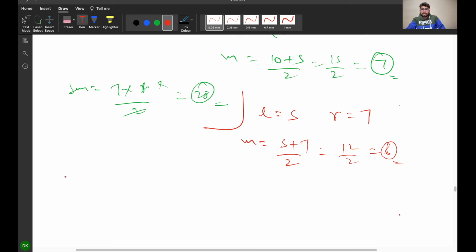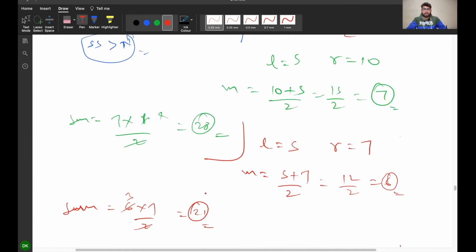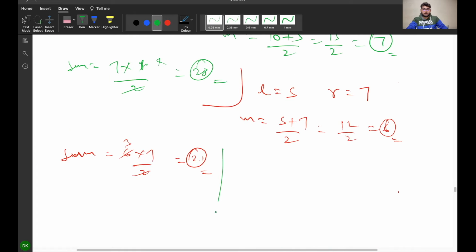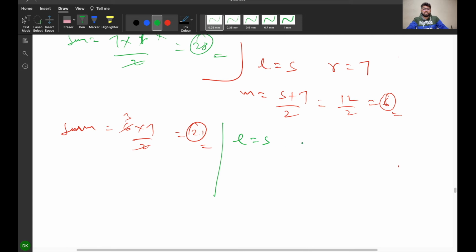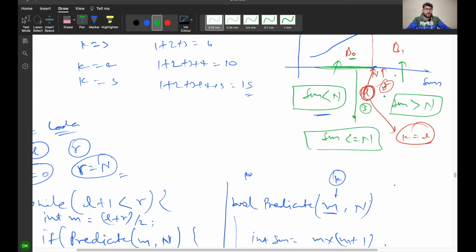So again, what is the sum of 1 to 6? That is 6 into 7 divided by 2, and this will become 21. Now 21 is greater than 20, so again we return false and we update R. After updating, my L would become 5 and my R would become 6. So we reach the cutoff limit point, where R is just 1 unit greater than L. So I am here, L is 5 and my R is 6.